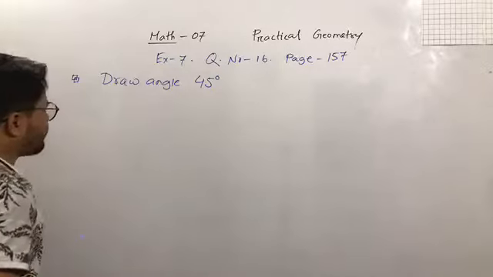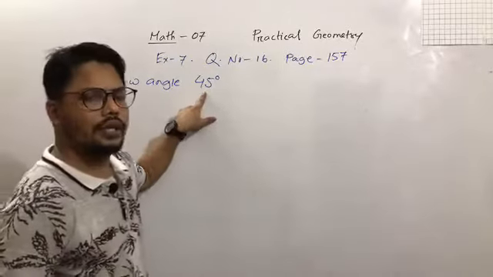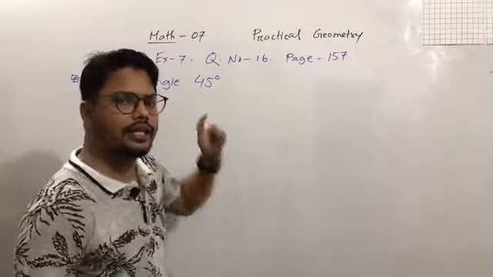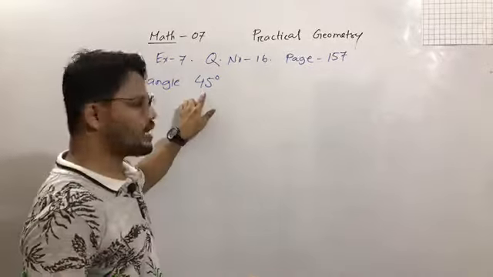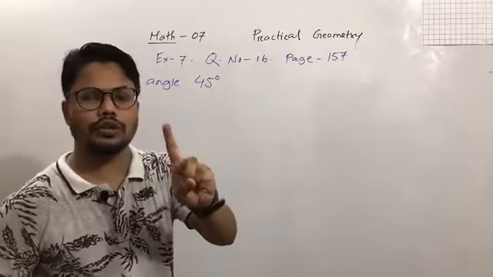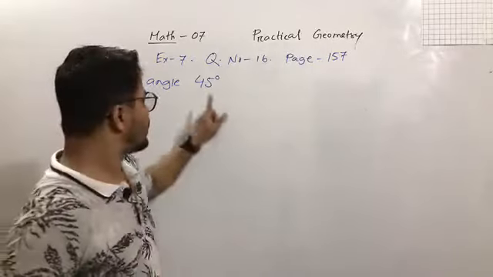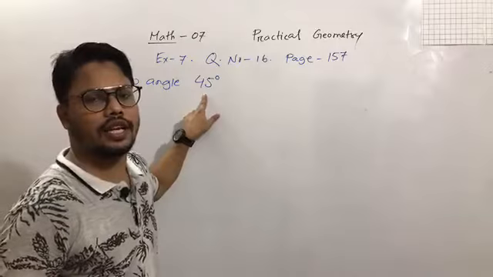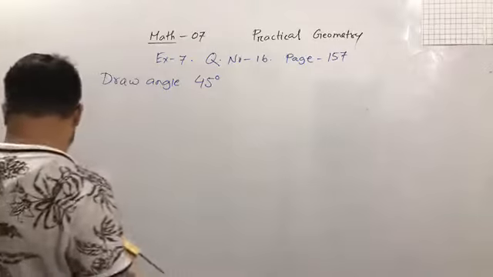So in 45 degree angle, we all know, first we will draw 90 degree angle, then we will bisect. Bisect of 90 degree angle will be 45 degree angle. So first we will draw 90 degree angle, a right angle, then we will bisect 90 degree angle, each portion will be 45 degree.